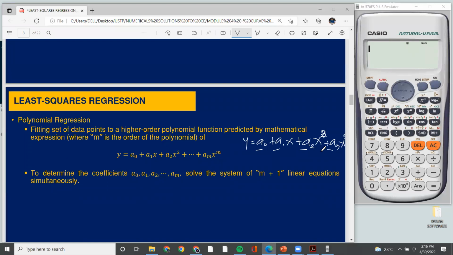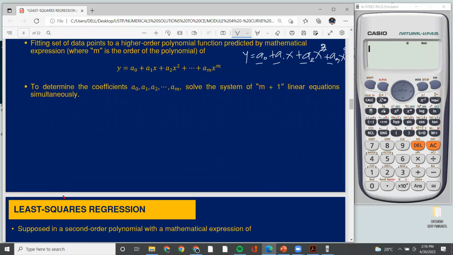Upat ka equation para ma-solve na to atong unknowns. Okay? Now to determine the coefficients a sub 0, a sub 1, a sub 2 to a sub m, solve the system of m plus 1 linear equations simultaneously. No, idungan na to siya solve.